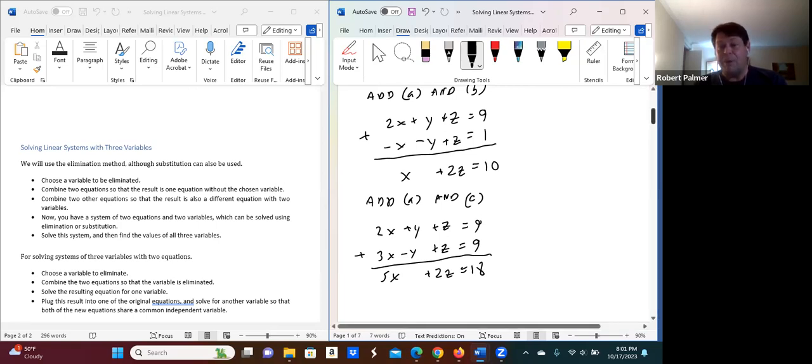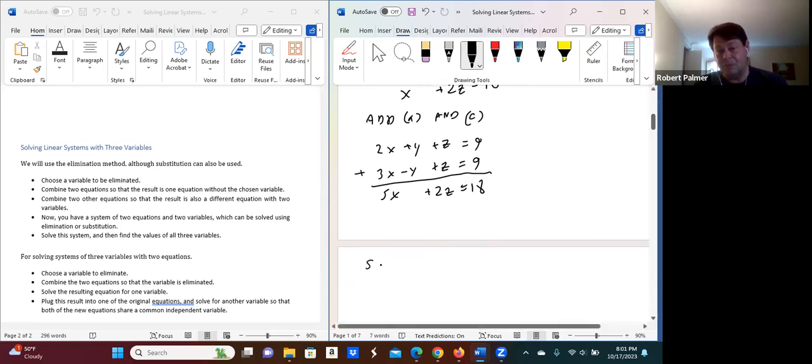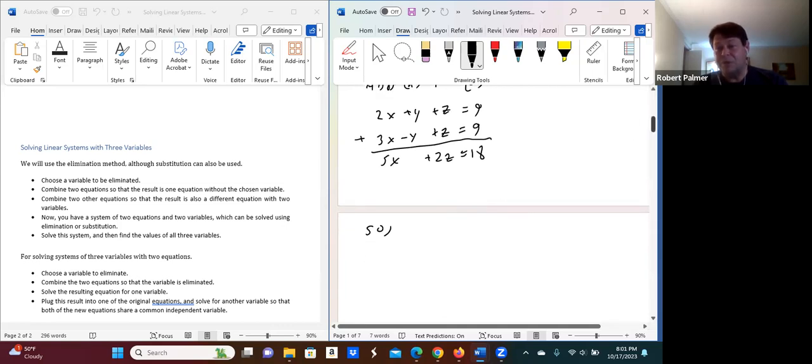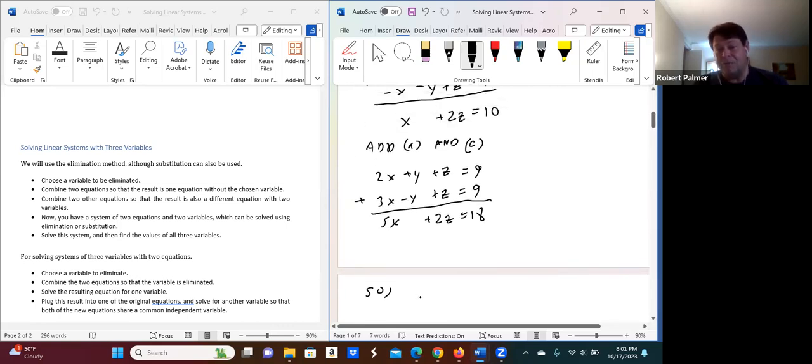Okay, so now we have a system of two equations and two variables. If you've seen my other videos, you've done that before. Also, you may have done this in other videos or other classes. x plus 2z is equal to 10, and then 5x plus 2z is equal to 18.